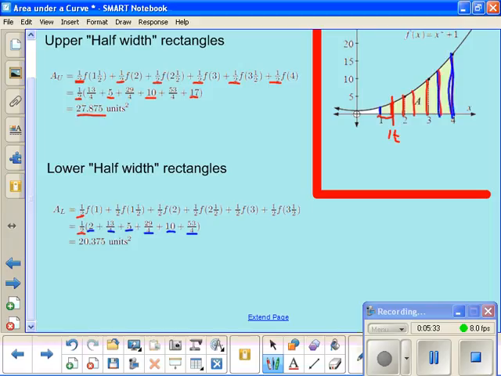I use the lower side of that rectangle to make those. So then we'll add those up, multiply, and we get this area. So now we know that the area is somewhere between 20.375 and 27.875. So we know we're zooming in on it.